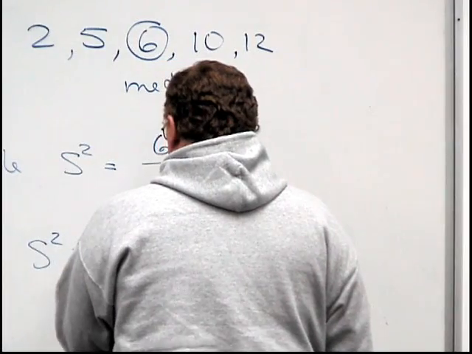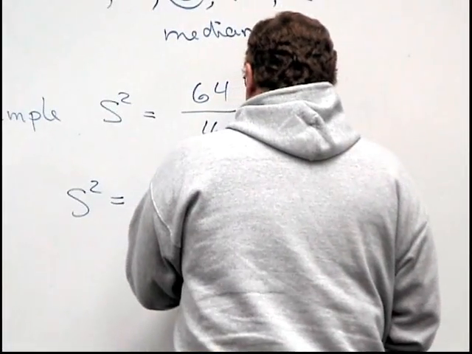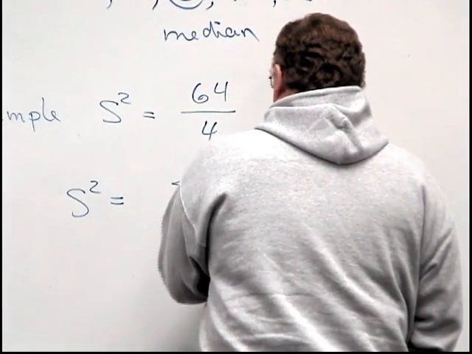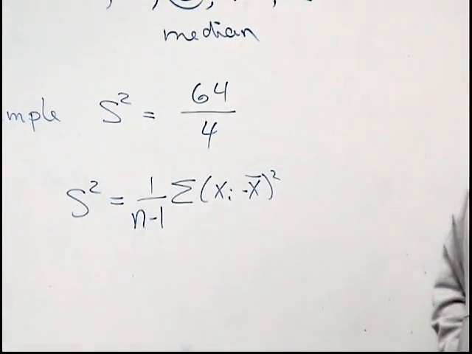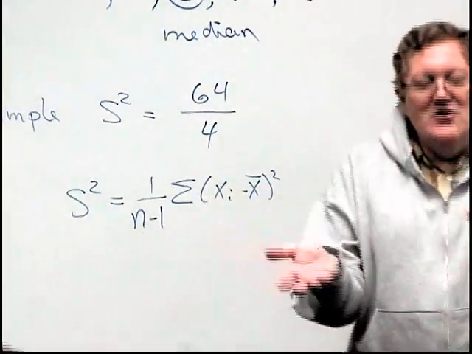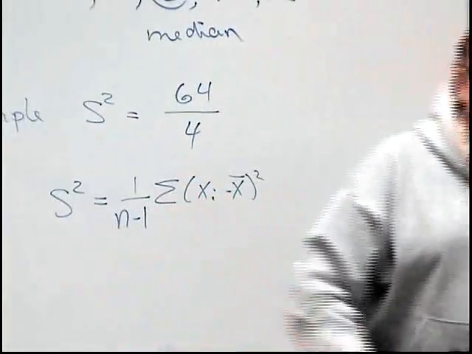The definition of the sample variance is the sum of the deviations squared divided by n minus 1. Oh, I knew that all along.